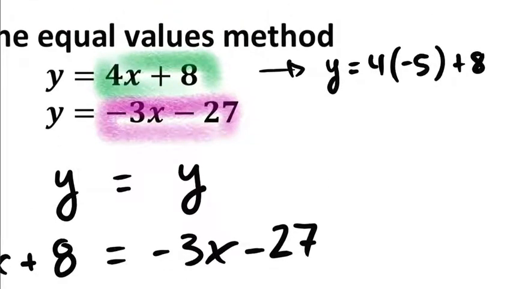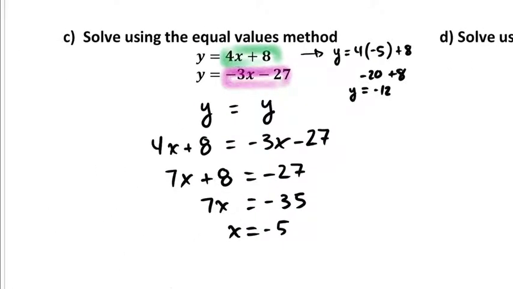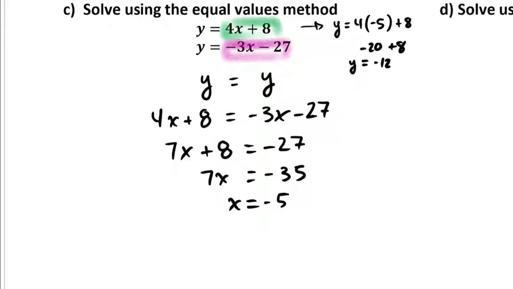4 times negative 5 is negative 20. And if I take negative 20 and I add 8 to that, I'm going to get negative 12. So y is negative 12. So for this system, right, we have the solution where x is negative 5 and y is negative 12.